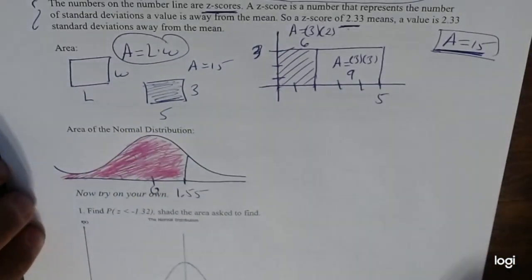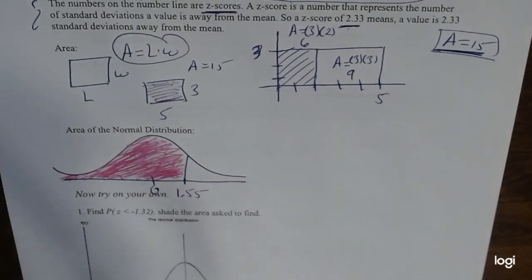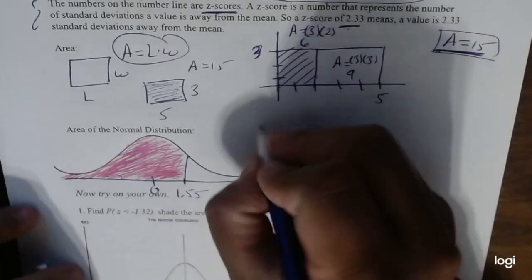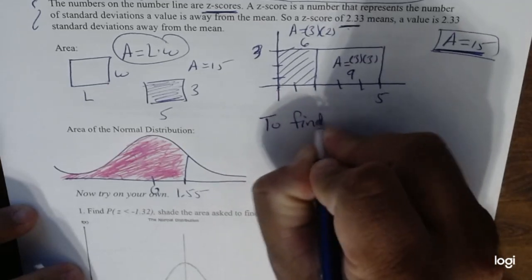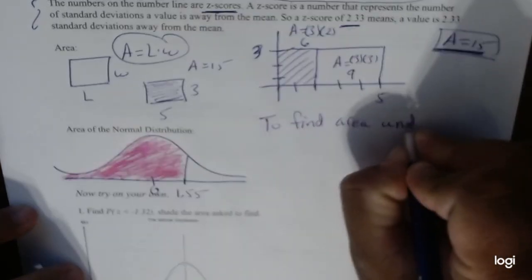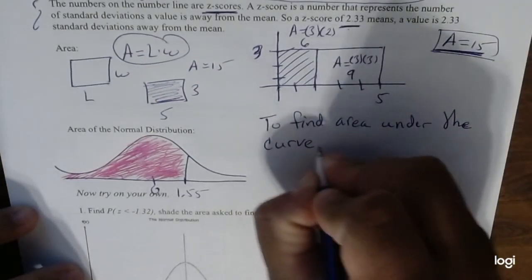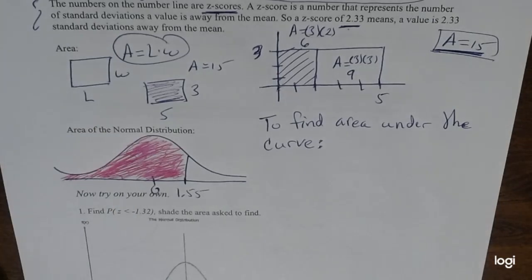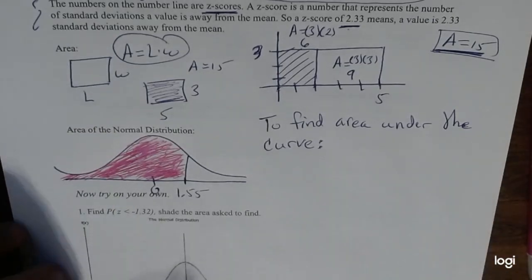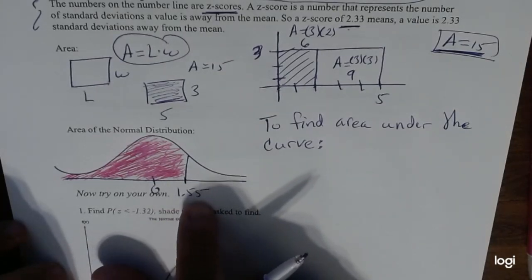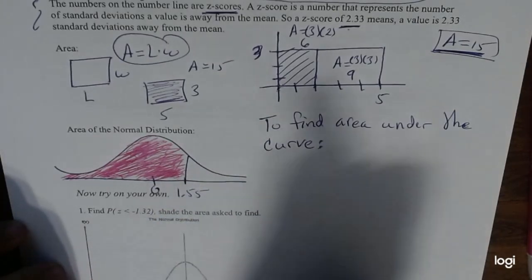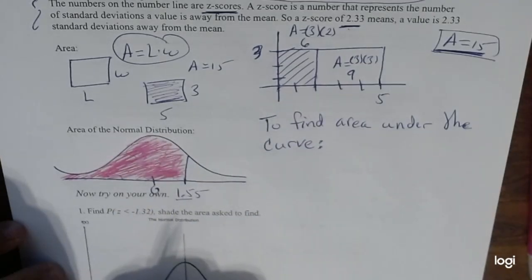So what we're going to do is use something called our formula sheet. Hopefully you looked at the first video and downloaded it, because we're actually going to use it now. To find the area under the curve, it is done in 2 steps. The first step is to figure out the first 2 numbers of our z-score. Our z-score is 1.55. So what are the first 2 numbers? Hopefully you say 1.5.